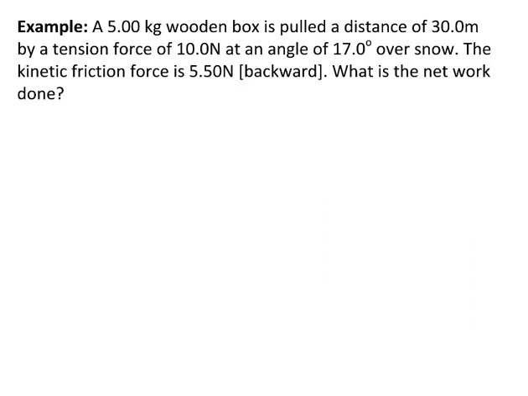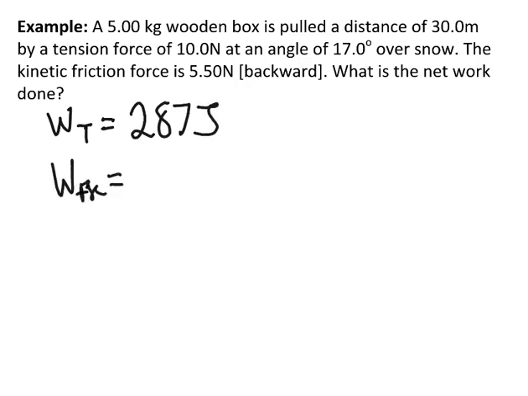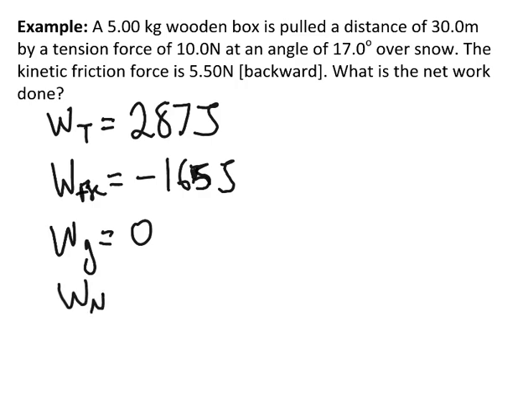Okay, so here is the situation we've already been looking at. We've already found all of these works, right? The work done by tension was 10 newtons times cos of 17 times the displacement, which was 30. That was 287 joules. We found the work done by the friction force was a negative work because the friction force was opposing the direction of motion. It was removing energy from the system, and it was negative 165 joules. We found the work done by gravity was 0 because it was perpendicular to the delta D. We found the work done by the normal force was 0. And those were all the forces that were on the box.